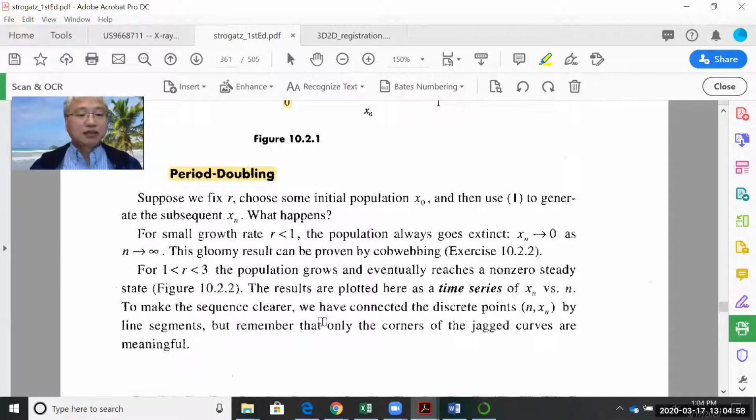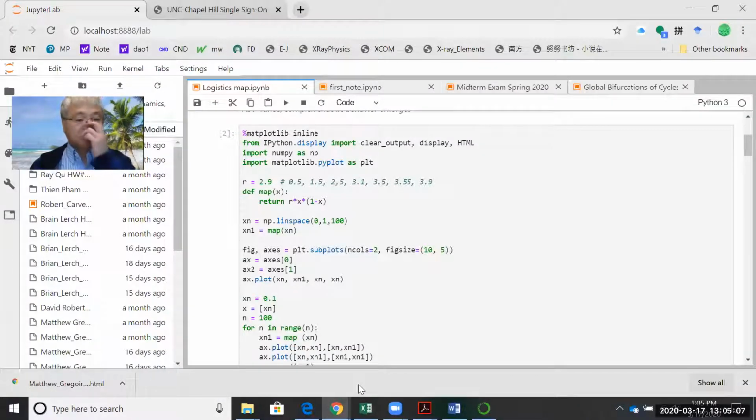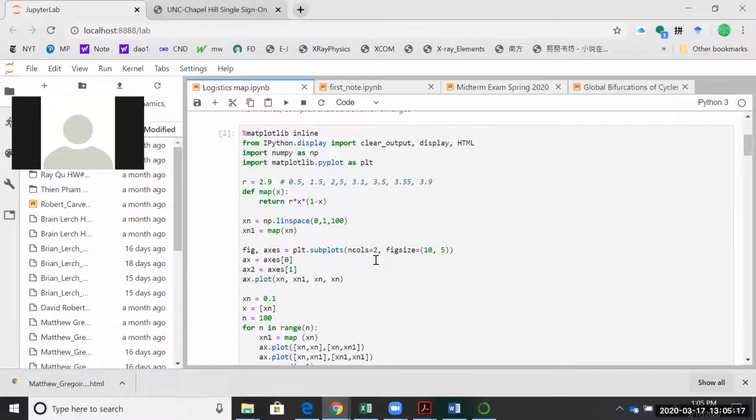So I'm going to now switch to my Jupyter Notebook page. Do you see it? Yes. Okay.